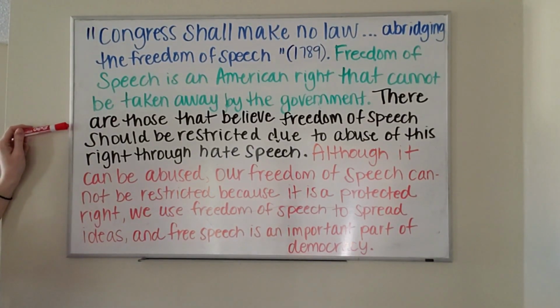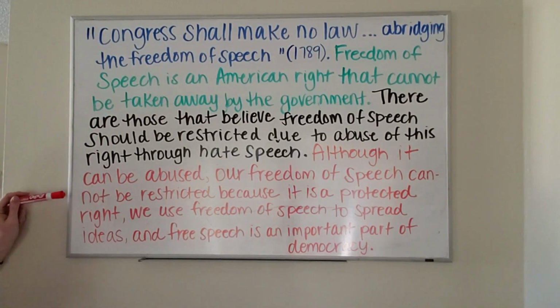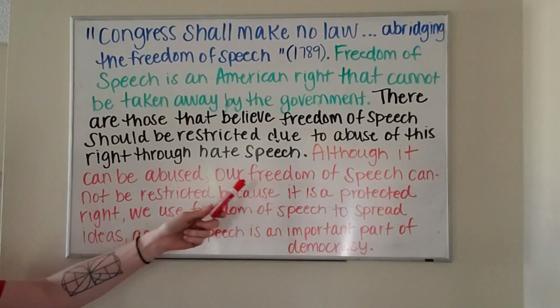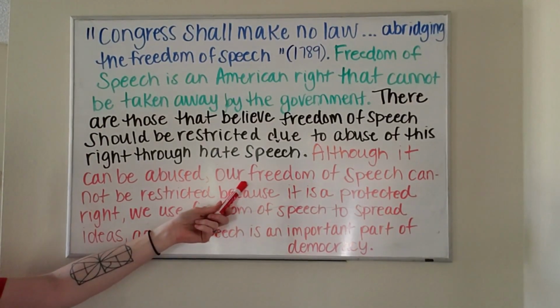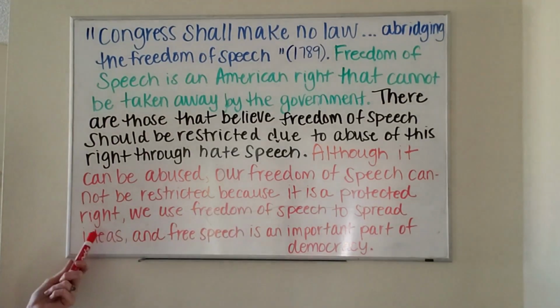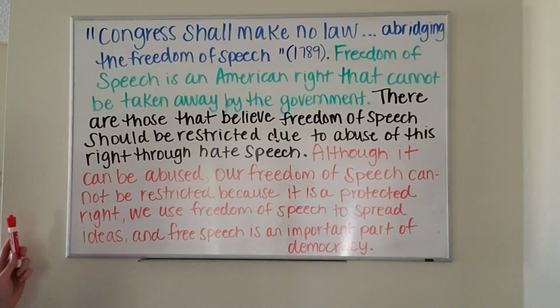In the black, I have my summary. The whole point of this essay was to argue whether or not freedom of speech should be restricted. And in my last, and in red, I have my thesis statement. I start with the counter argument. Although it can be abused, our freedom of speech cannot be restricted. This is my claim. Because, and then I give my 3 reasons why. It is a protected right, we use freedom of speech to spread ideas, and free speech is an important part of democracy. This is an example of an introductory paragraph using the formula I showed you.